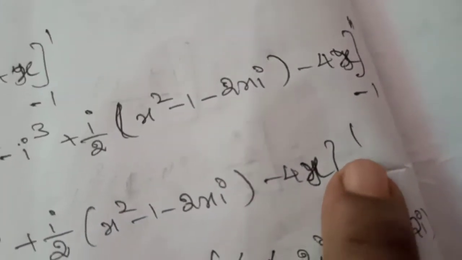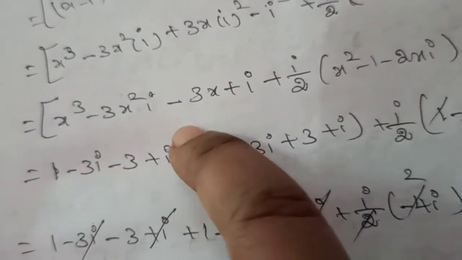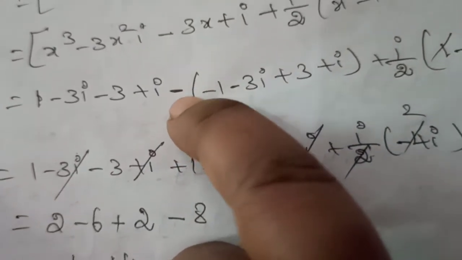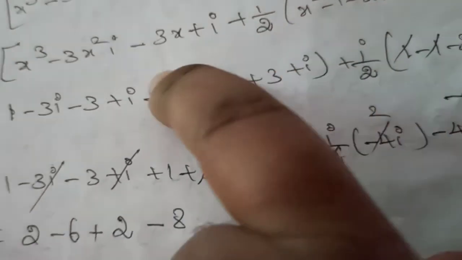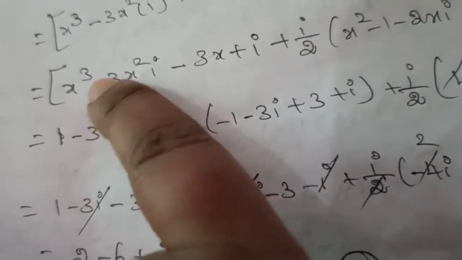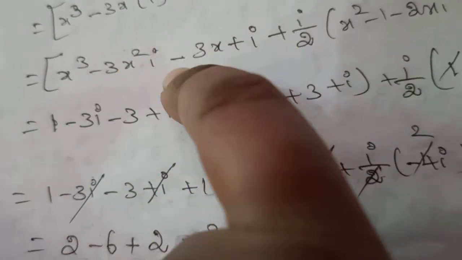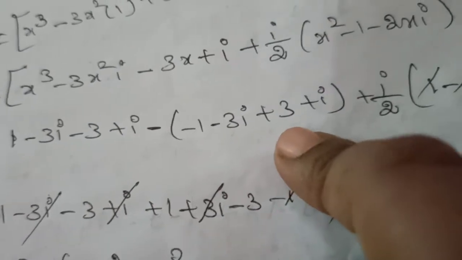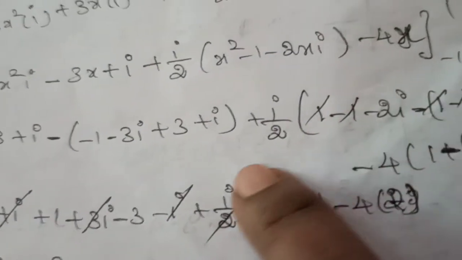Now apply the limits. First substitute the upper value, put x equal to 1: that means 1 minus 3i minus 3 plus i. Then substitute the lower value, put x equal to minus 1. So minus 1 the whole cube becomes minus 1, minus 3 into minus 1 the whole square becomes minus 3 into i, minus 3 into minus 1 can be written as plus 3, plus i. So the upper and lower values are done for the first term.